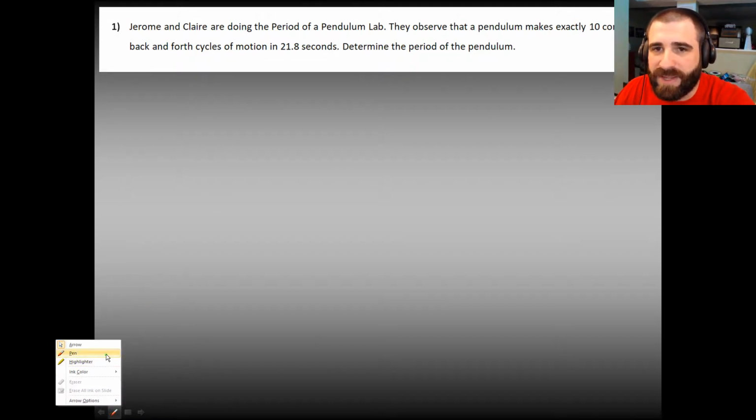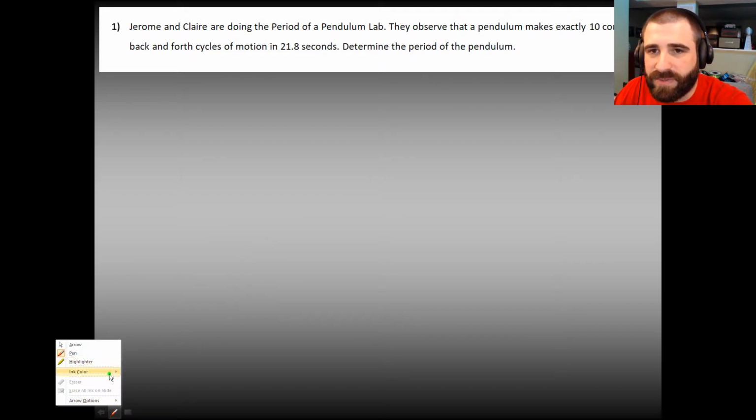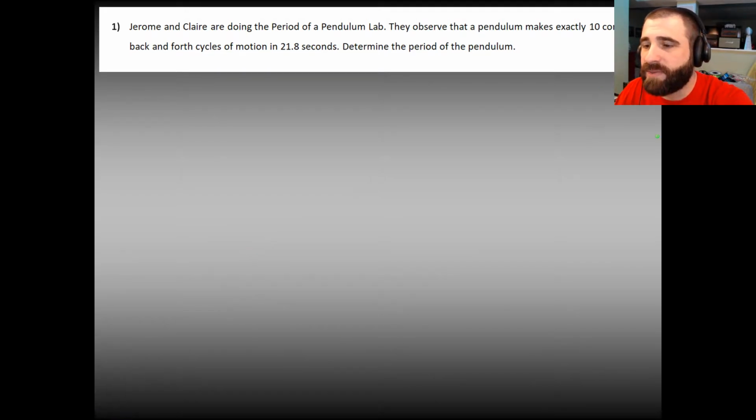Let's turn the pen on. There we go. Let's change our ink color to something a little more Mr. T style. Yeah. All right, cool. So we want to determine the period of the pendulum. We know the period is italicized T, question mark. We want to box that.